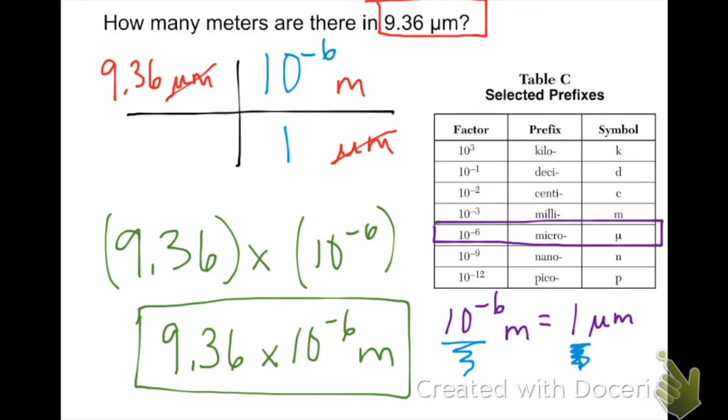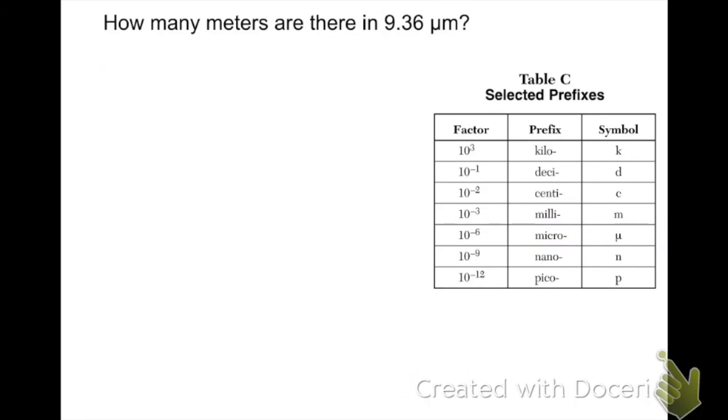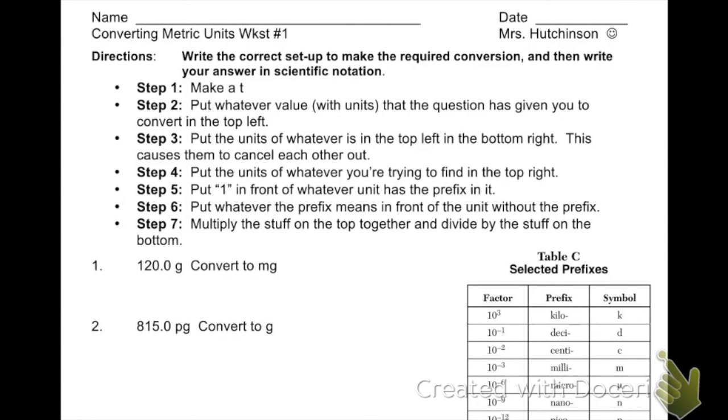Okay, so now what I want you to do is work on our converting metric units worksheet number 1. So I'm going to show you how to do the first one. I want you to use the same steps that we have been using, so use the T-charts and things like that, and use our reference table C. So we have 120 grams, and I want you to convert those to milligrams. So the first thing you want to do is create our conversion factor. So here is our conversion factor that we're going to be using.